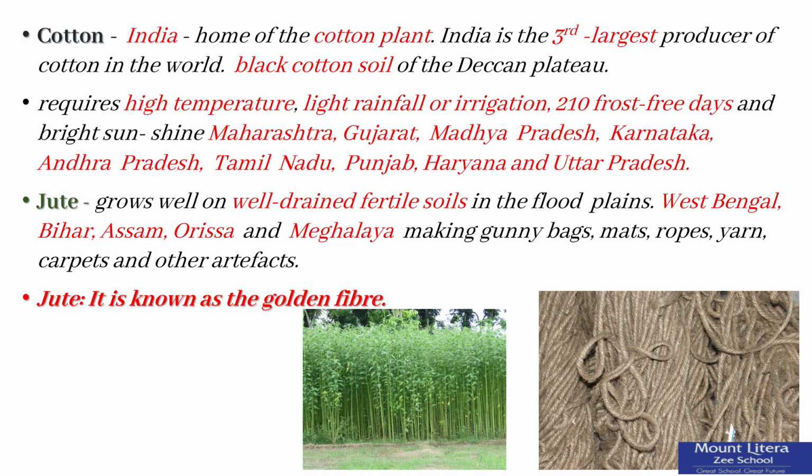Jute. It is known as the golden fiber. Jute grows well on well-drained fertile soils in the floodplains where soils are renewed every year. High temperature is required during the time of growth. West Bengal, Bihar, Assam, Orissa and Meghalaya are the major jute-producing states. It is used in making gunny bags, mats, ropes, yarn, carpets and other artifacts.